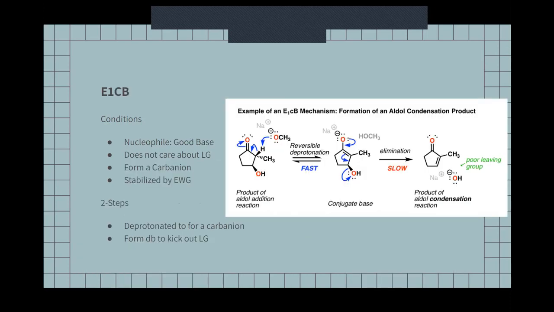Yeah, so now let's go into E1CB. And so E1CB is you want a pretty good base, and it does not really care about a leaving group. So in the other cases, you want at least a stable leaving group to leave. So in this case, it does not care about how weak the leaving group is. It could even be an OH. OH is known to be a horrible leaving group. And E1CB is like, I don't care. I can still kick you out.